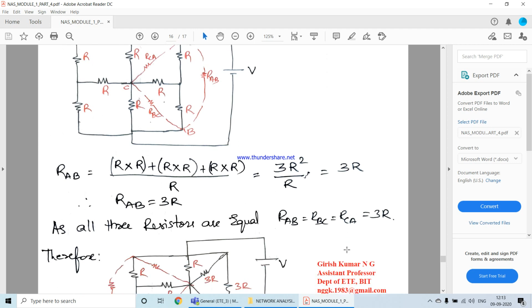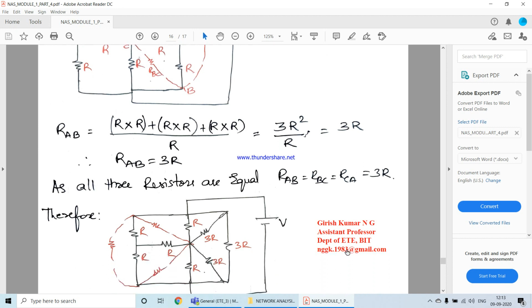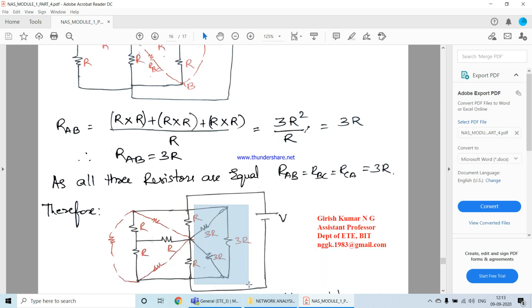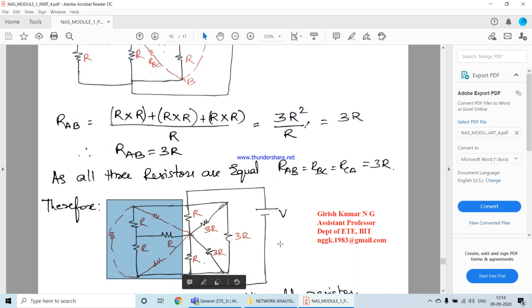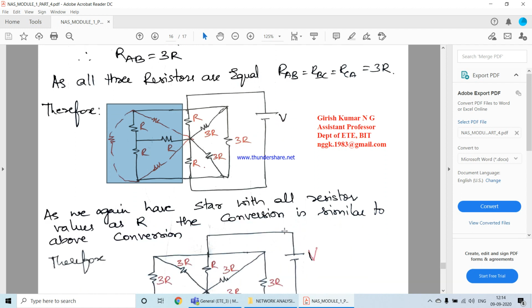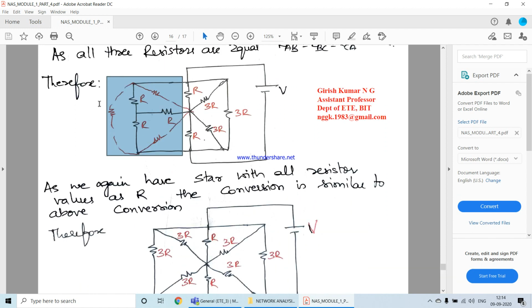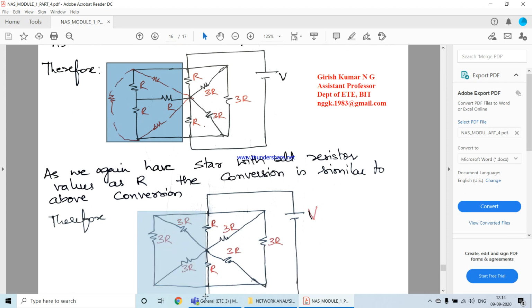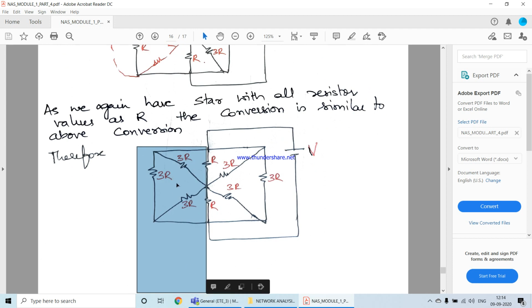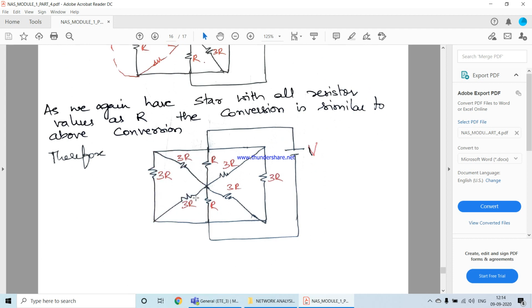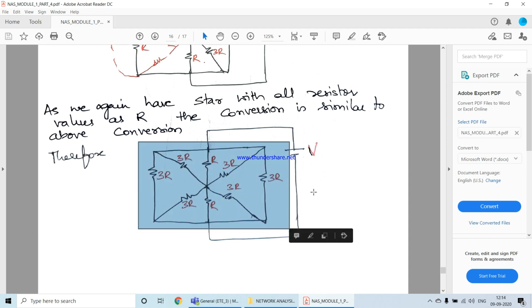Now I will replace that star with this delta. See, this is the delta I have replaced: 3R, 3R, 3R. Now similarly, I will do the same exercise with this star and convert that into delta, as all these are R, similar to the star which we have converted previously. So same thing again, I will convert that into delta, which gives you this: 3R, 3R, 3R, which is in delta. Now this is the network which we have got after converting star to delta.